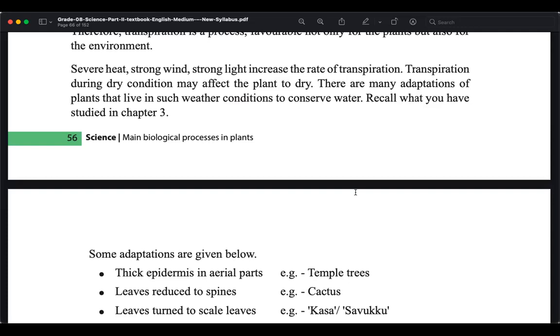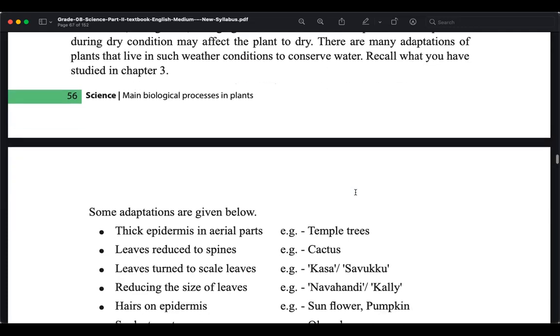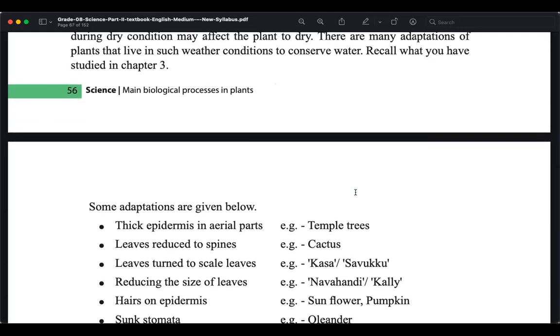These plants are adapted to a really dry environment, and you can see a thick epidermis in the aerial parts of the plant. The stem is fleshy and thick. Leaves are reduced to spines.